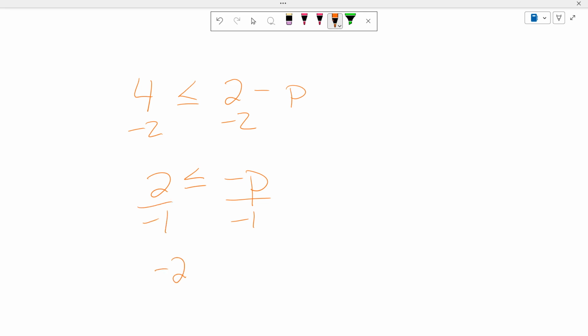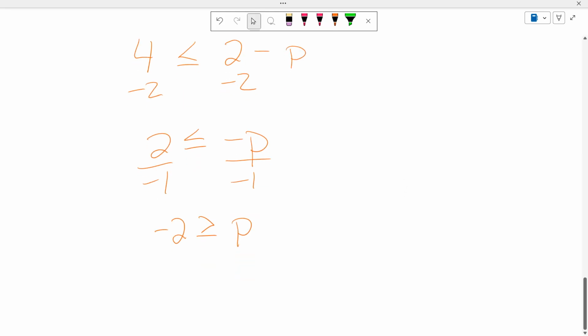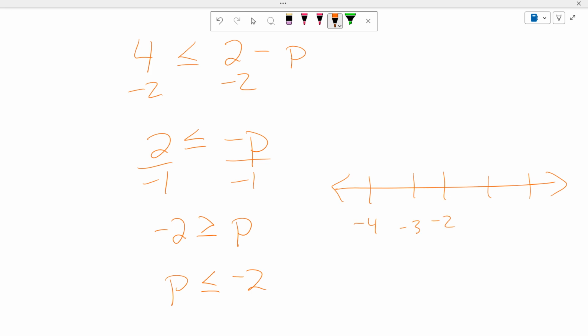So negative 2. Then what happens to the symbol? It flips. Next step, you got to flip it again. Flip everything again. And then that's your answer. And then it's going to be a closed circle on -2. Now, on this worksheet, if you get an answer and the number line does not match your answer, there's no number on the number line, then you did the problem wrong. Because all the answers have the answers on the number line.